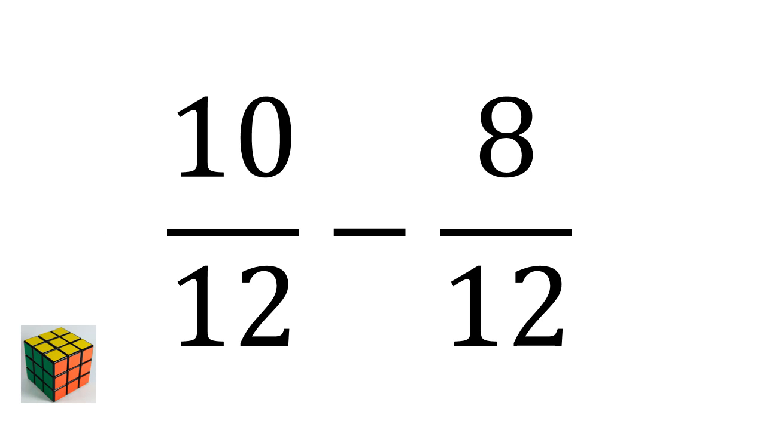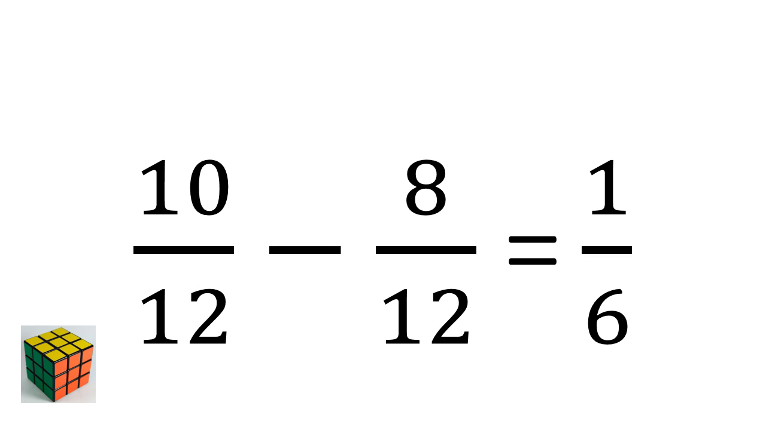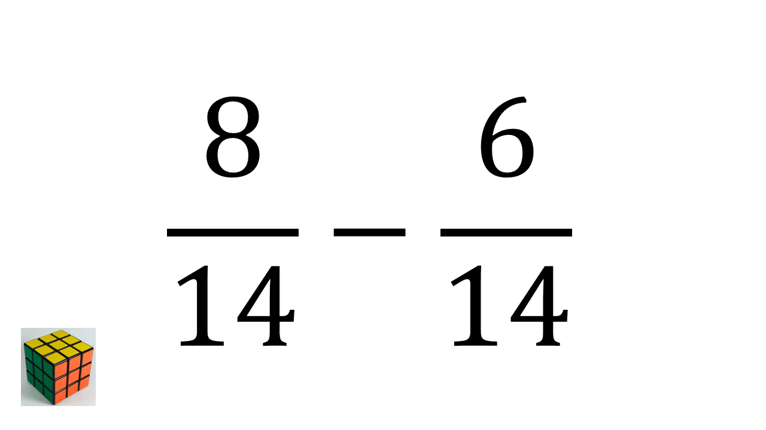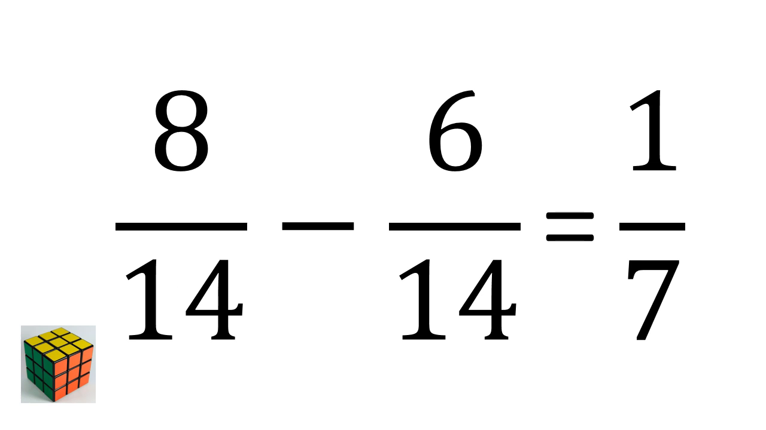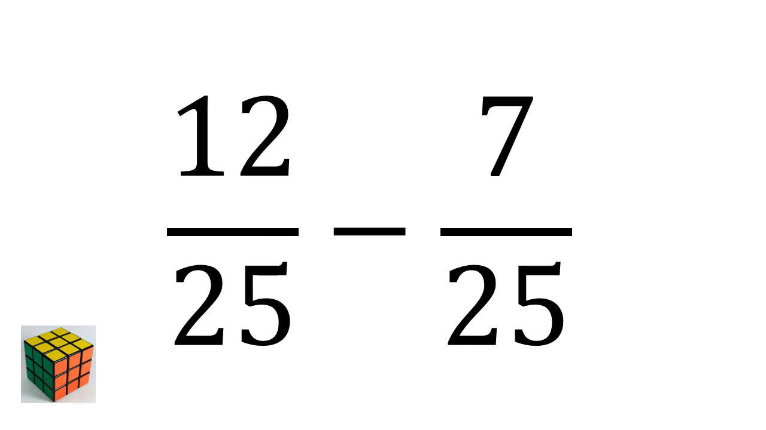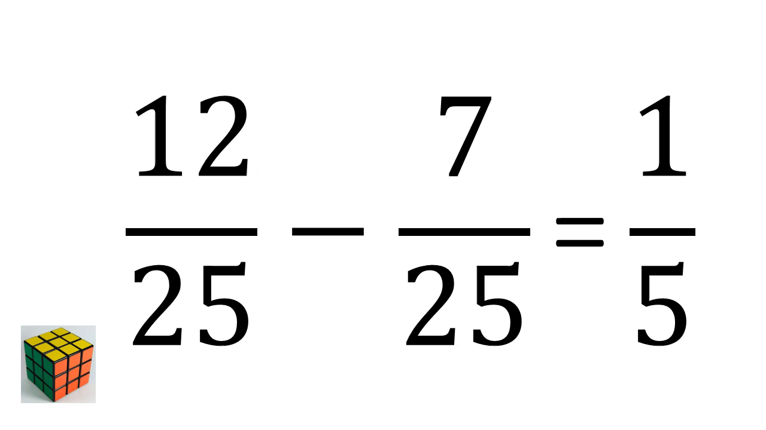10 over 12 minus 8 over 12. 10 over 12 minus 8 over 12 equals 1/6. 8 over 14 minus 6 over 14. 8 over 14 minus 6 over 14 equals 1/7. 12 over 25 minus 7 over 25. 12 over 25 minus 7 over 25 equals 1/5.